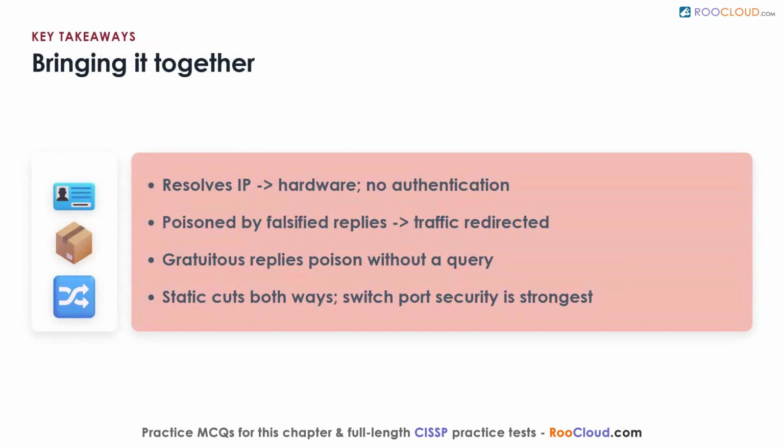So let's bring it together. This protocol resolves IP addresses into hardware addresses using caching and broadcasting, with no authentication to vouch for the answers. That gap lets an attacker poison a cache with falsified replies, redirecting traffic to themselves. The unsolicited, gratuitous reply does the same without even waiting for a query. Static entries cut both ways, serving as an attack or a rigid defense. And the strongest countermeasure is switch port security, backed by host-based detection. Watch this quiet protocol closely, because it is often where insider interception begins.